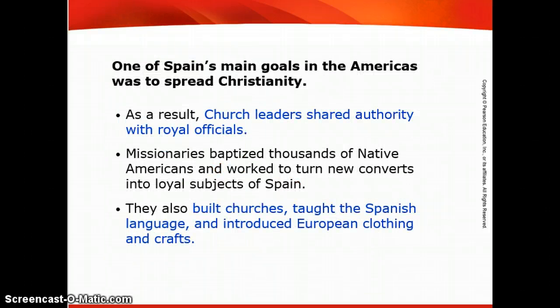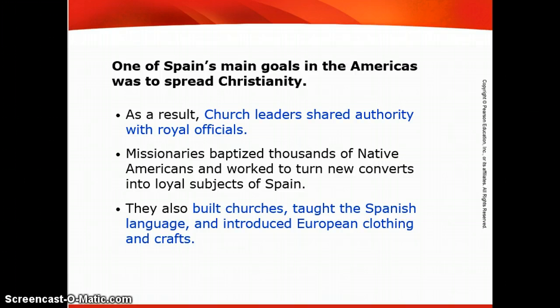One of Spain's main goals in the Americas was to spread Christianity. As a result, church leaders shared authority with royal officials. Missionaries baptized thousands of Native Americans and worked to turn new converts into loyal subjects of Spain. So we are combining government and religion.